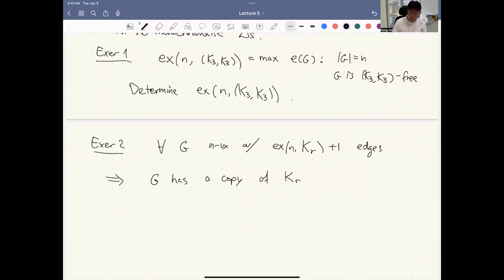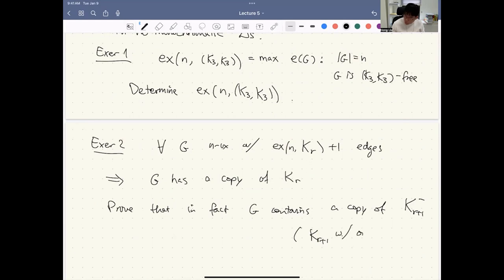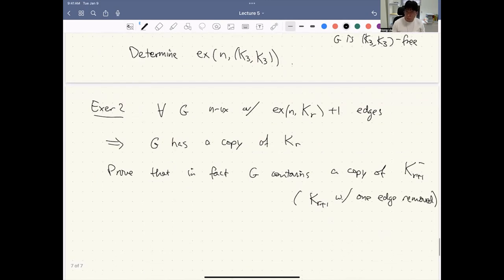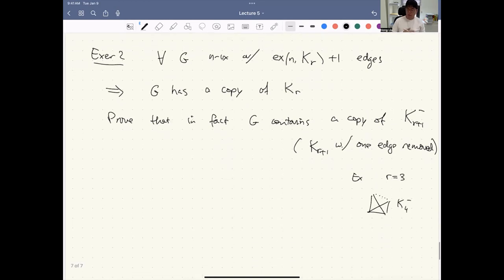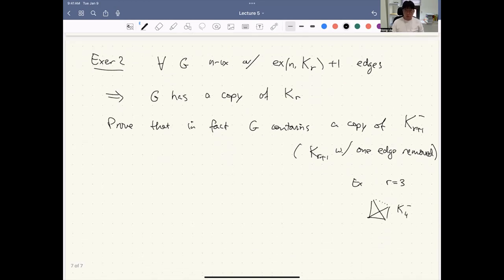But now, by definition of extremal number, we try to prove something stronger. Prove that, in fact, G contains a copy of K_{R+1} minus, what's this graph? This is the R plus 1 complete graph with one edge removed. So for example, if R equals 3, this is K4 minus. Okay. Prove this.